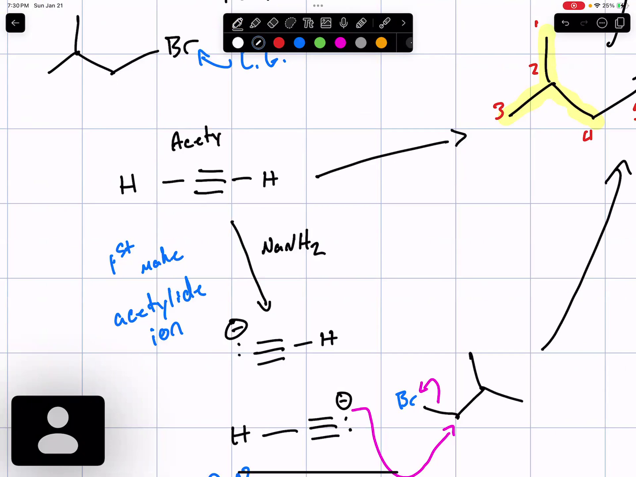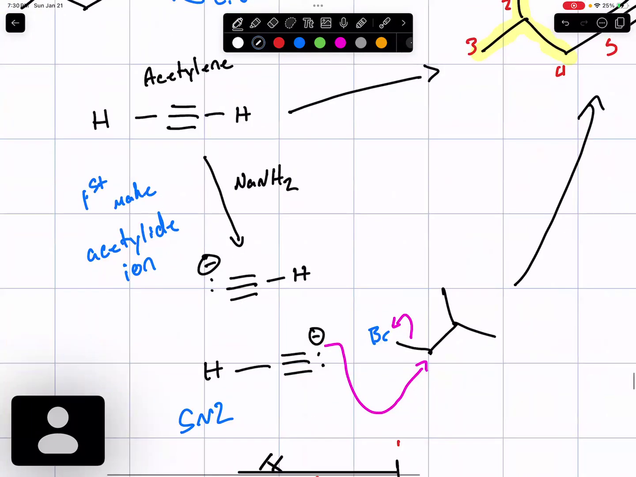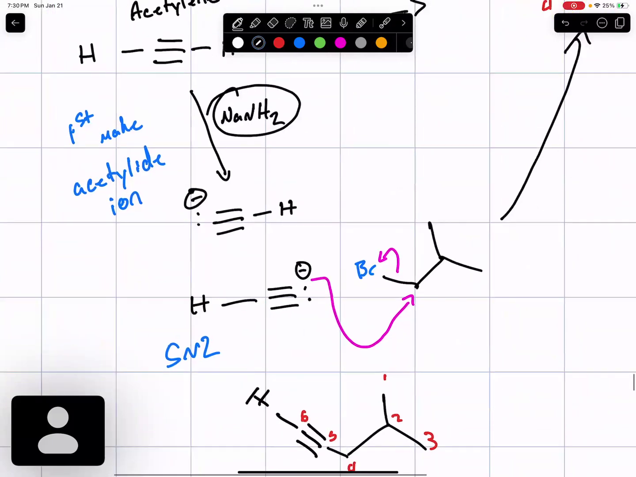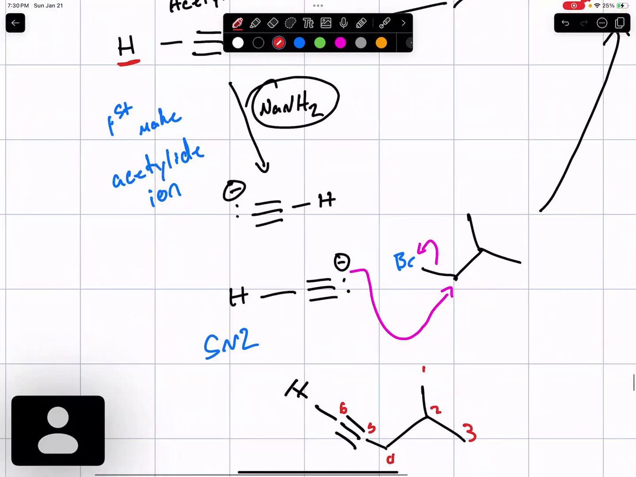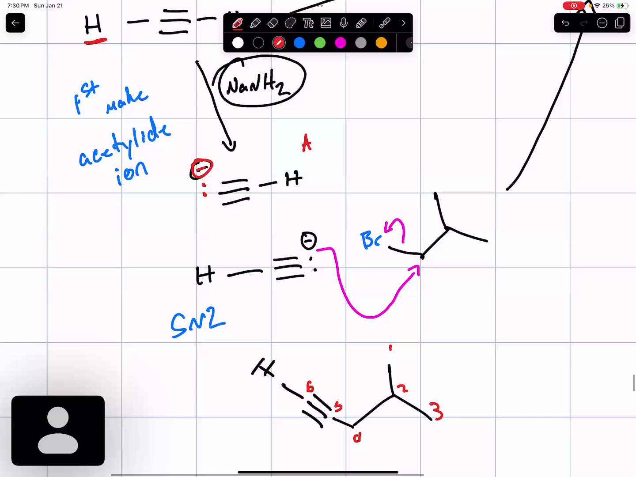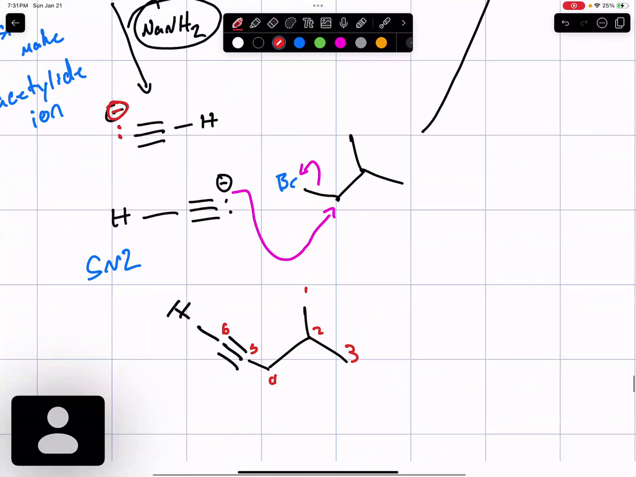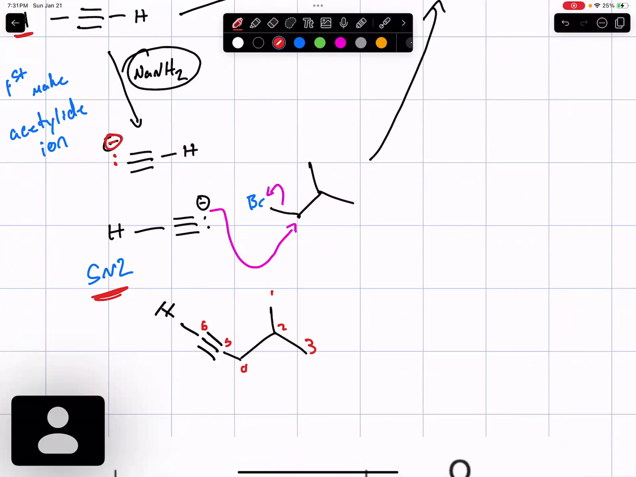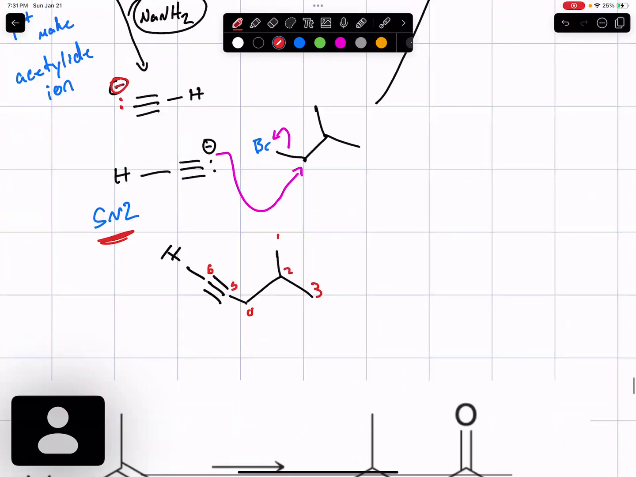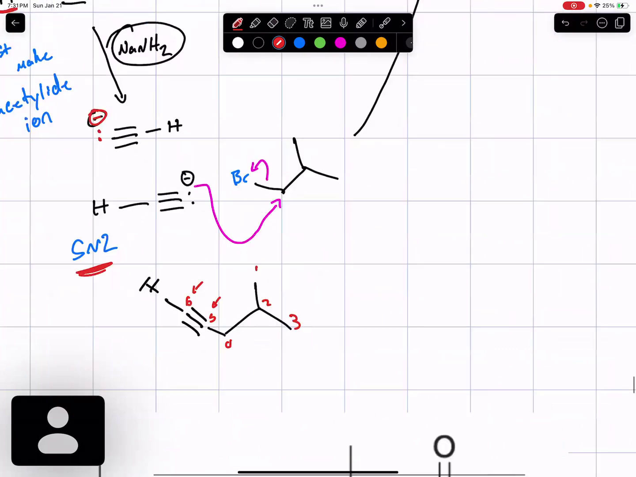This acetylene, we have to first treat it with sodium amide to be able to deprotonate this hydrogen. Once we deprotonate that hydrogen, we now have the acetylide ion. This acetylide ion, I already wrote it here. Cool. Once we make that acetylide ion, we can now have an SN2 reaction to be able to extend this by 2 carbons. These are the 2 carbons that we're adding.